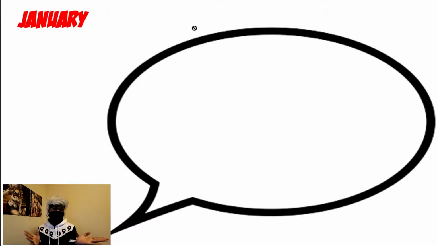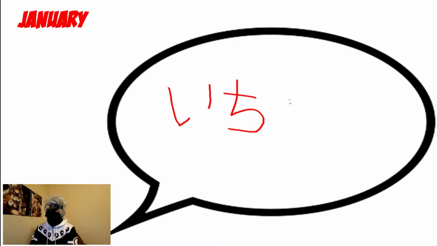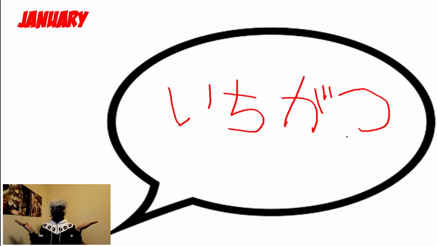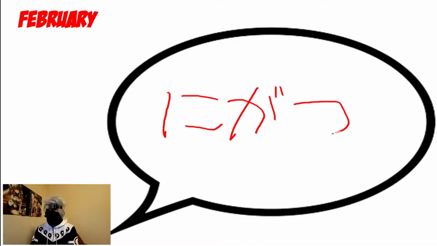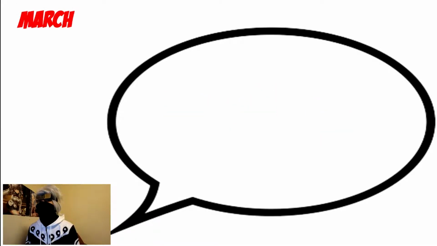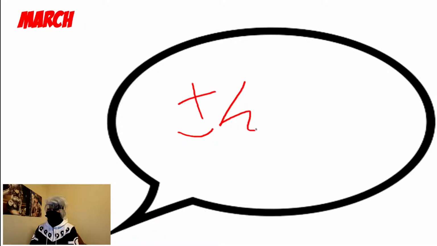Tsuki. Nangatsu desu ka? January, that's ichi, plus gatsu: Ichigatsu. Simple. February is ni gatsu. Very easy. March is sangatsu. Easy.